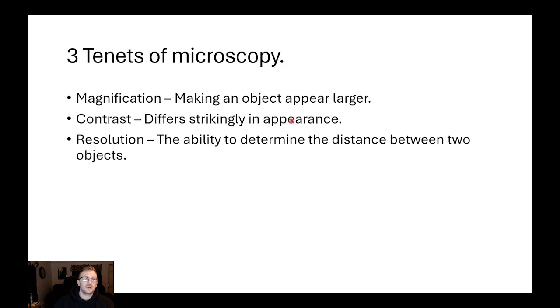So to start with, there's kind of three tenets of microscopy. The first being magnification, so we're trying to make an object appear larger than it is. Contrast, which is by definition differ strikingly in appearance, which isn't very helpful really when we think about it, but we're going to get into why that actually makes sense and how we make things differ strikingly in appearance. And then finally, probably the most important aspect of microscopy and the least utilized and understood is resolution.